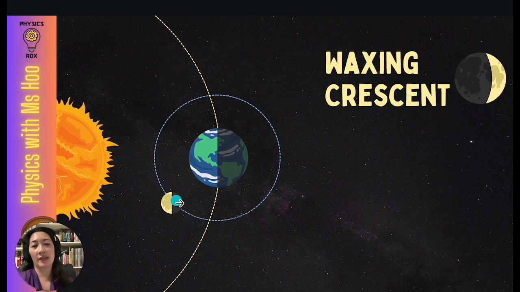Now, when the moon reaches this part, we know that it's a waxing crescent because, as I've said earlier, from Earth we will observe the moon this way. This is the part of the moon which we can see. And remember that our eye is on Earth.